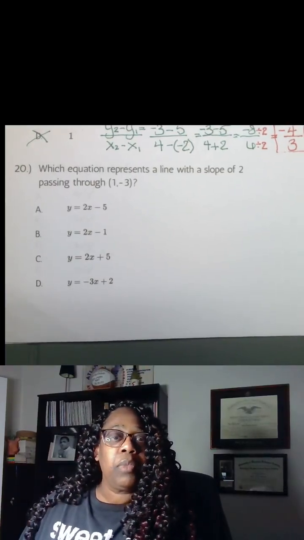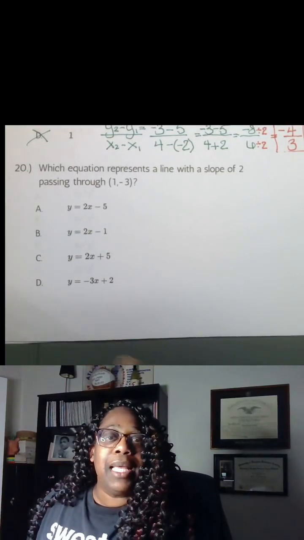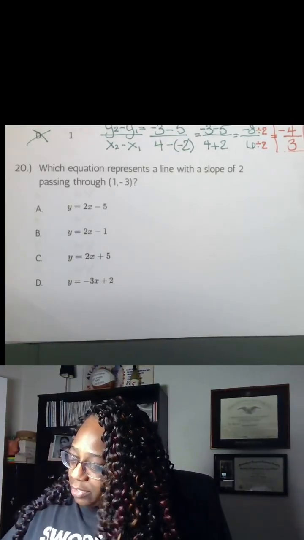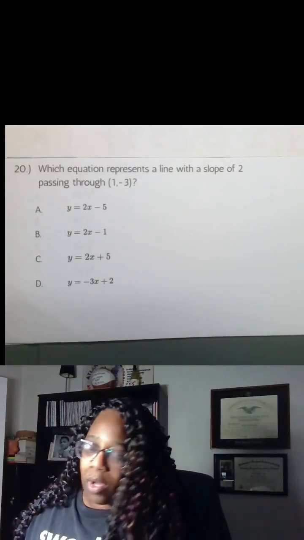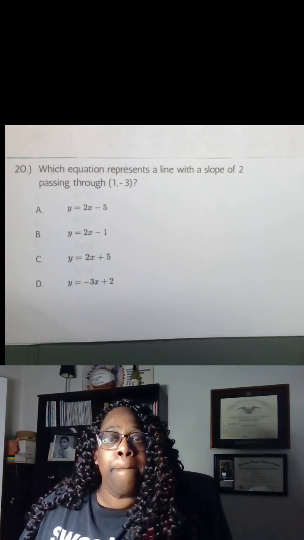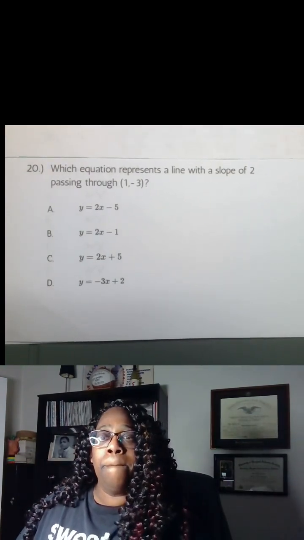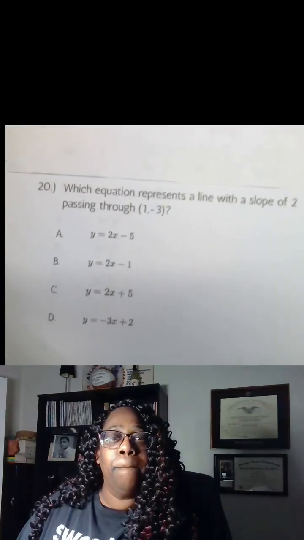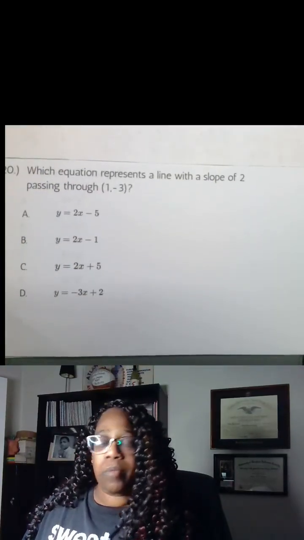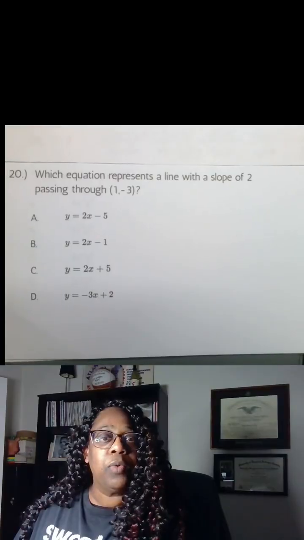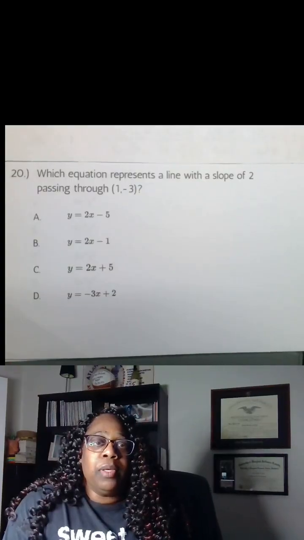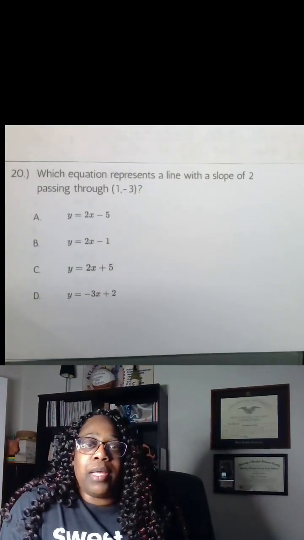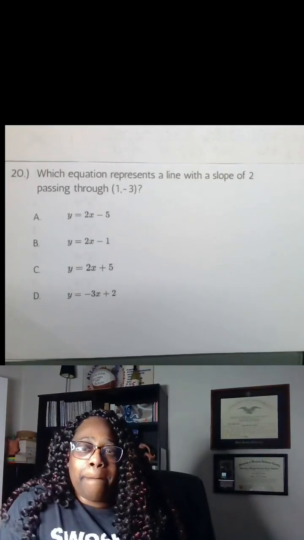All right, so which equation represents a line with the slope of 2 passing through 1, negative 3? Okay, which equation represents a line with a slope of 2 passing through point 1 comma negative 3?